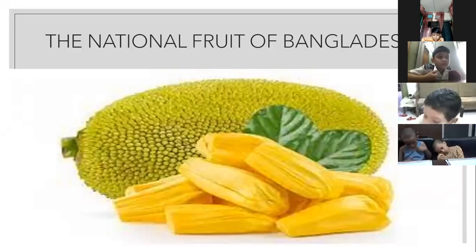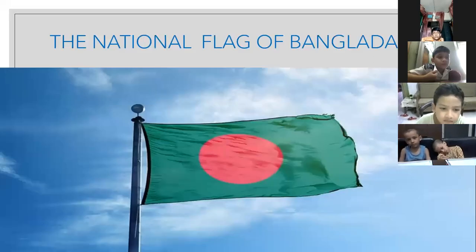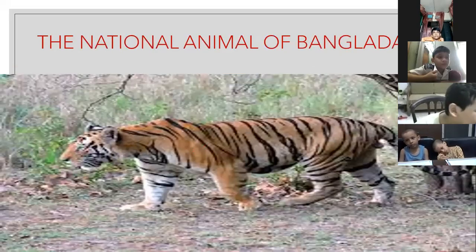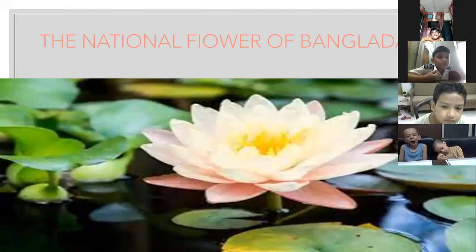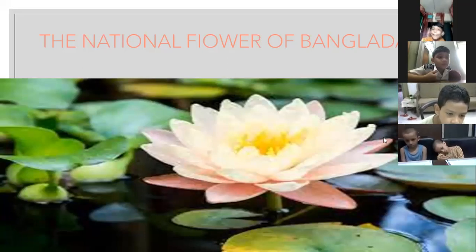Shubho, please tell me what is the name of our national fruit? Jackfruit. What's the name of our national animal? Royal Bengal Tiger. How many colors in our national flag? Green and red. There are two colors. What's the name of our national flower? Water lily. Thank you very much.